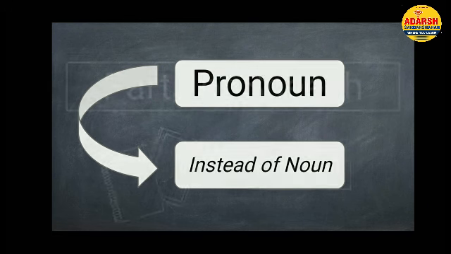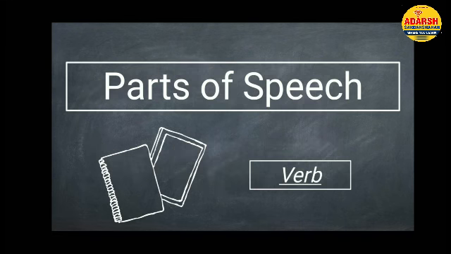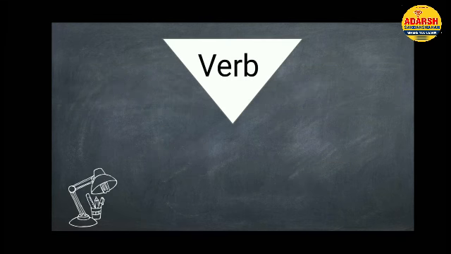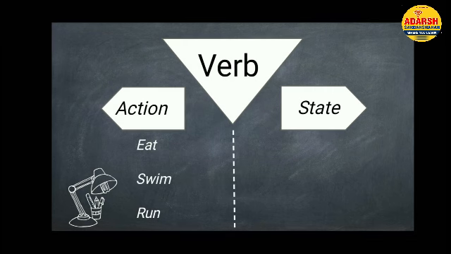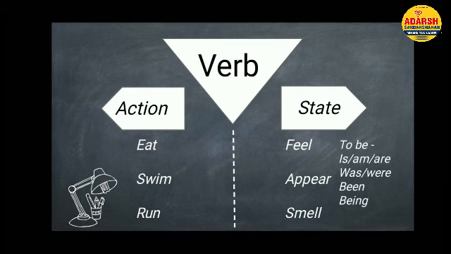Now let's look into another part of speech, which is verb. A verb is a word used to express an action or a state of a subject. Actions may include eat, swim, run, and states may include feel, appear, and smell. Also, to-be verbs like is, am, are, was, were are also stative verbs which define the state of being.